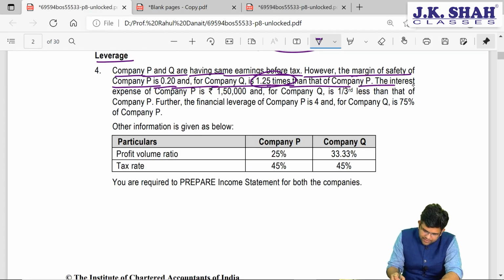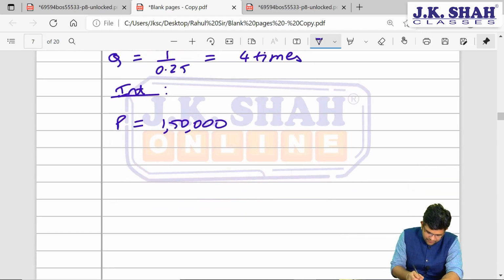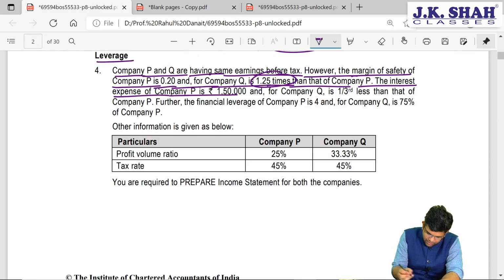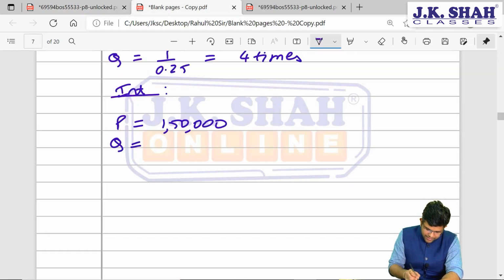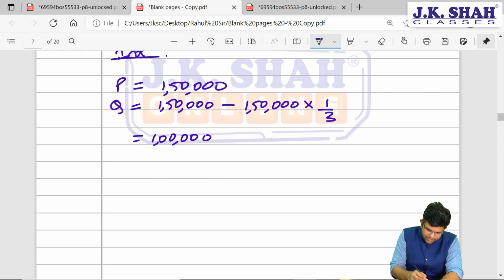Moving on, the interest expense of company P is 1,50,000. So I'll write down here interest for company P is 1,50,000, correct? And that for company Q it is 1/3 less than that of company P. So it is 1,50,000 into 1/3, which is equal to rupees 1 lakh. Everyone understood interest? Then children, we move on.